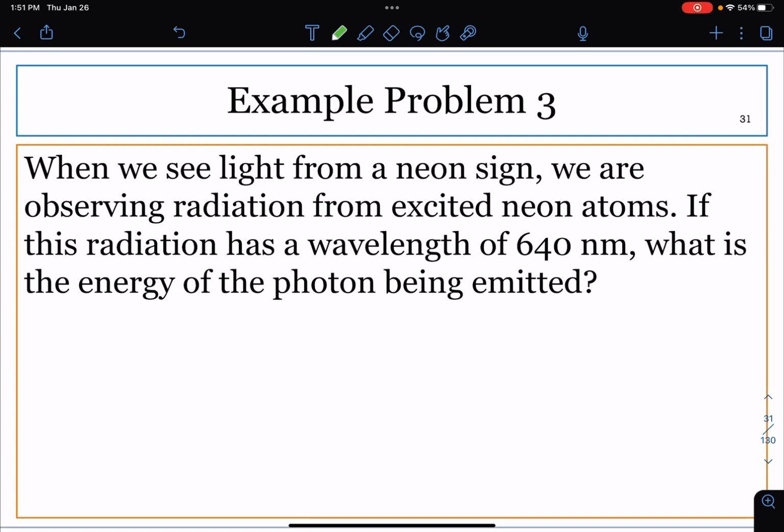When we see light from a neon sign, we are observing radiation from excited neon atoms. If this radiation has a wavelength of 640 nanometers, what is the energy of the photon being emitted? Think about what you are asked for. You're asked for energy. Find an equation that solves for energy given wavelength, since that is the other variable we're given in this problem.